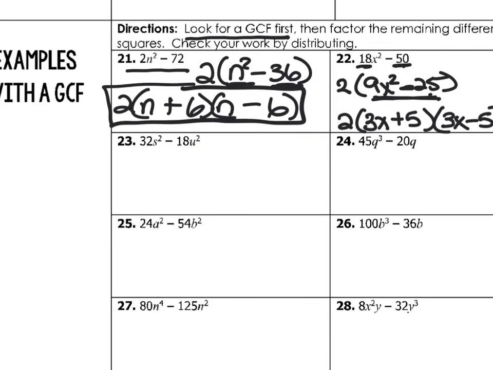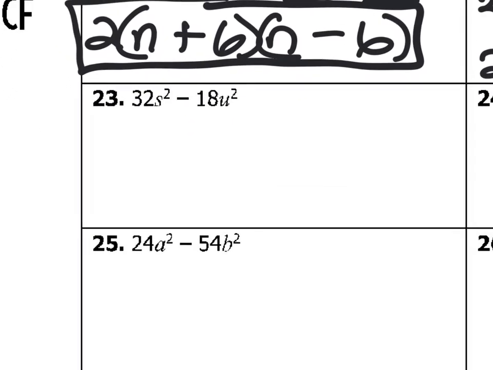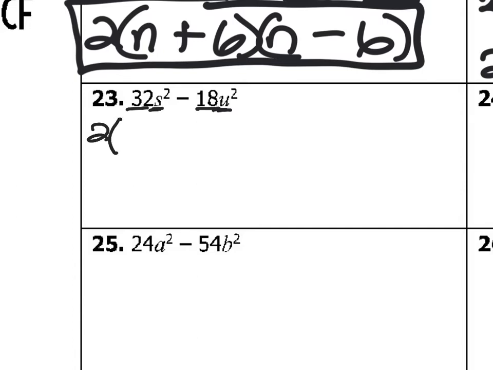All right, let's look at number 23. GCF for 18 and 32. Let's see, 6 won't, 9 won't, but 2 will. All right, my variables, I've got an S and a U, so nothing's common there. So this would be 2 times 16 S squared minus 9U squared.